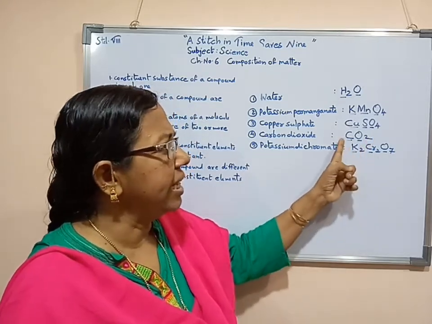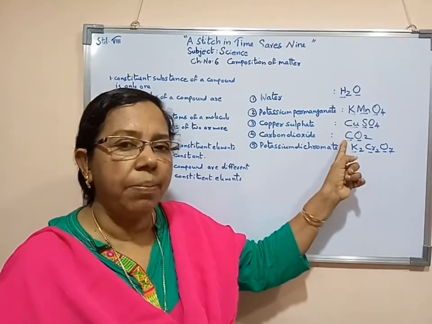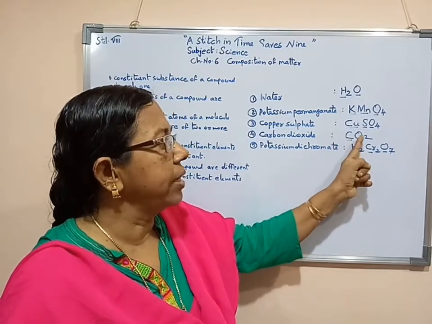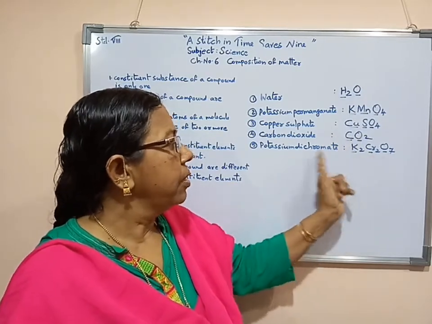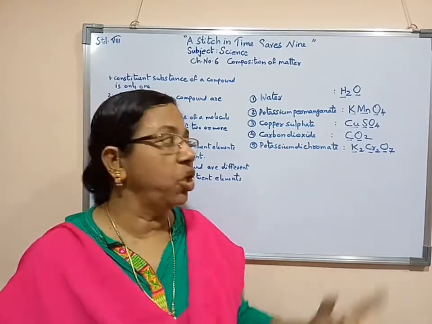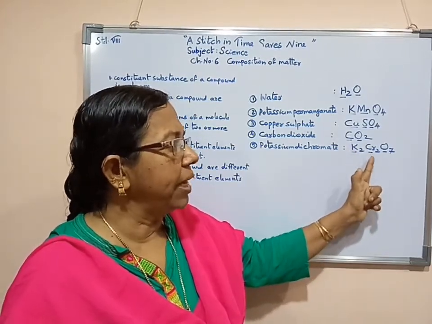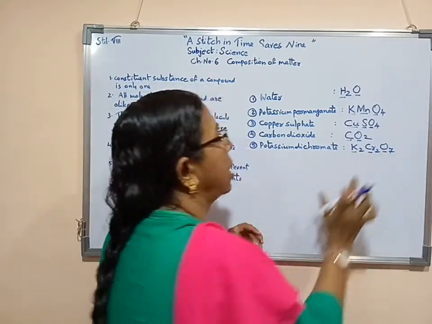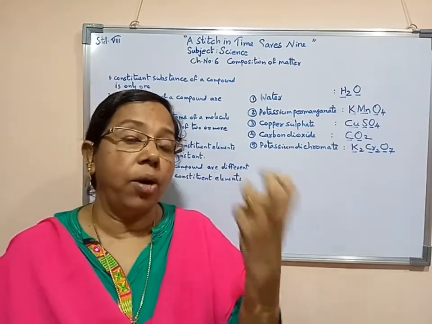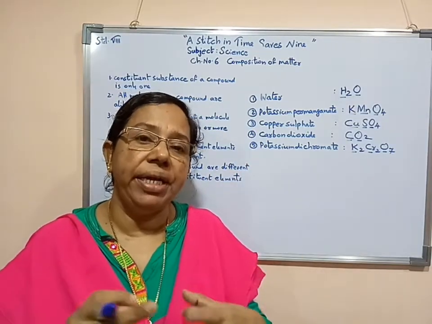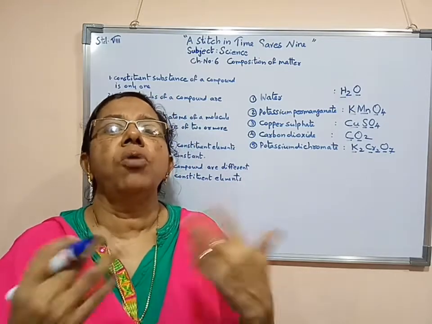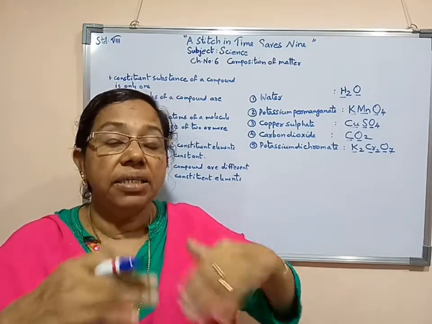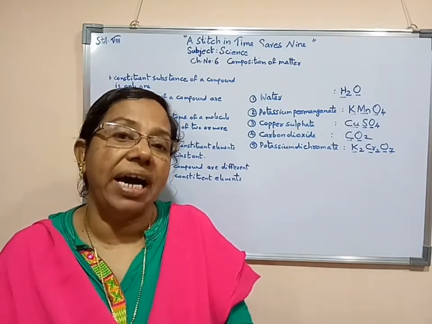Now here, carbon dioxide: carbon is the atom of the carbon element, oxygen is the atom of the oxygen element. So we can say that these two atoms are different. Now here, potassium dichromate is formed by joining a potassium atom, a chromium atom as well as an oxygen atom. Now we can say that all these three atoms are not the same. So we can say that a compound is formed by joining either two or more than two atoms of different elements. We can say either two or more types of atoms.